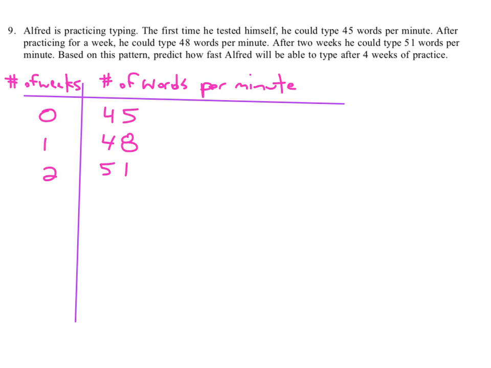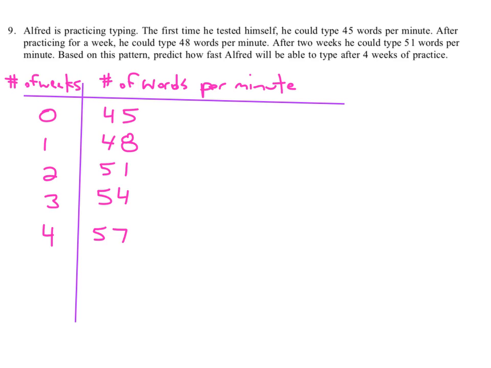So if you added 2 more weeks on there, that would be 2 more groups of 3, or 6 that we should add on, and we should get 57. And I'll fill in this middle number, even though they never asked about it, by saying, at the pace he's doing it, he's going to increase by another 3 words per minute. So that would be 54. So you can see that going up by 3 every time.